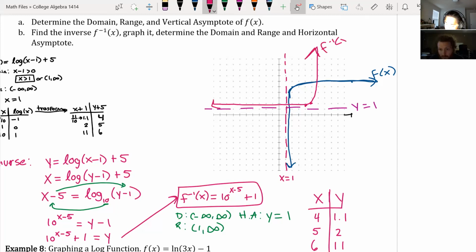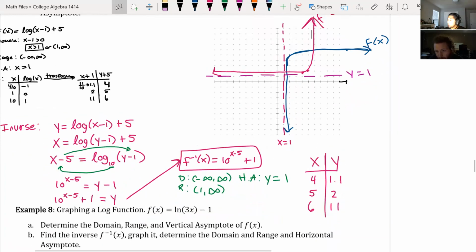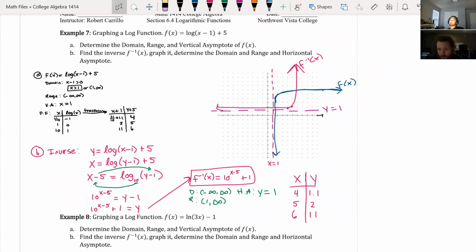And there's f inverse of x. Now remember, if they're inverses, they have to be symmetrical about the line y equals x. Do these functions look symmetric? Maybe not my graph, but what do you guys think? Yes, it does look symmetrical. There we go. Okay, that's everything we have to do for that. Any questions on that?